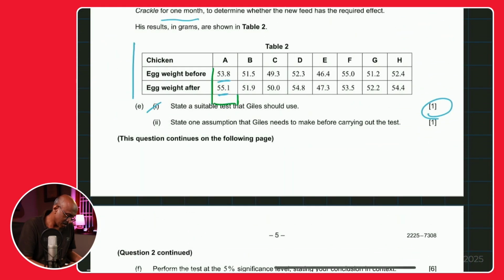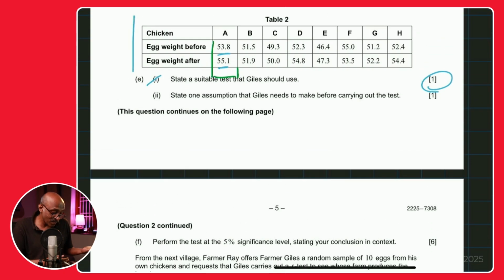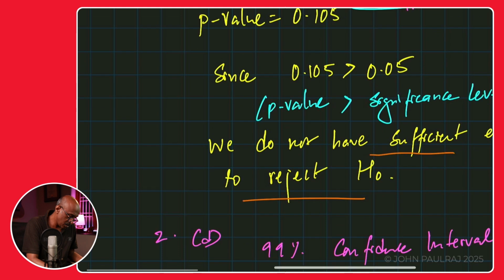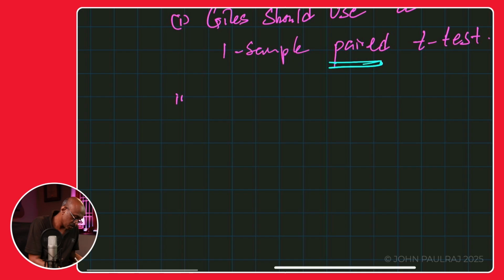It was part 2. State 1 assumption that Giles needs to make before carrying out the test. Well, the assumption should be that the differences must be approximately normal. It should follow the normal distribution. That's one of the assumptions for every t-test, right? So that is the assumption to be made. So let me just write that quickly. This is E part 1 and this is E part 2.